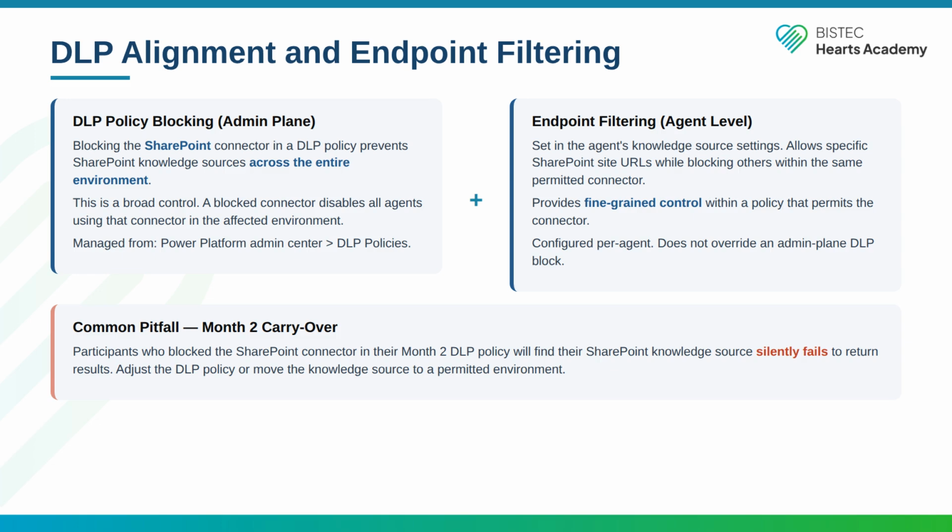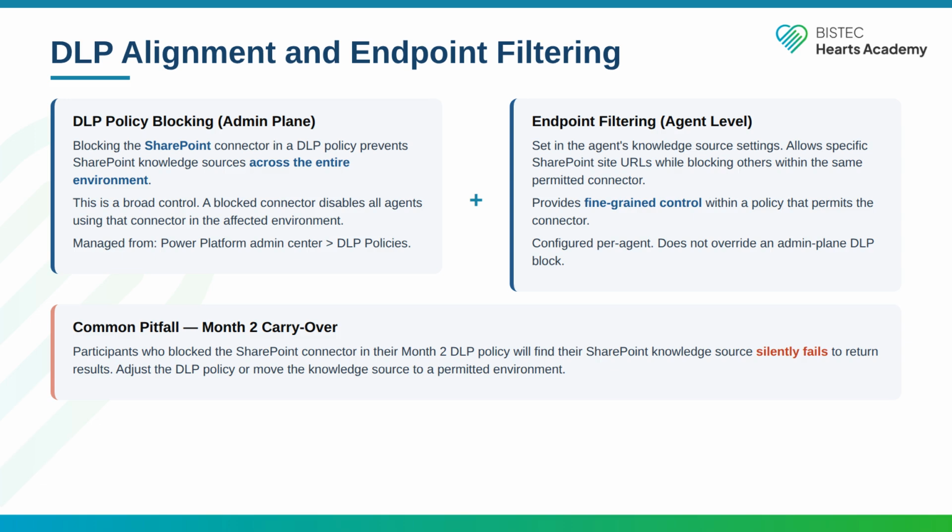When you block the SharePoint connector in your Month 2 DLP policy by placing it in the blocked group, you applied an environment-wide control. Every agent in that environment loses the ability to use SharePoint as a knowledge source. This is the correct governance outcome for environments where SharePoint access should not be permitted. It is the wrong outcome for environments where SharePoint access is intended and required. The two-layer control model gives you flexibility.